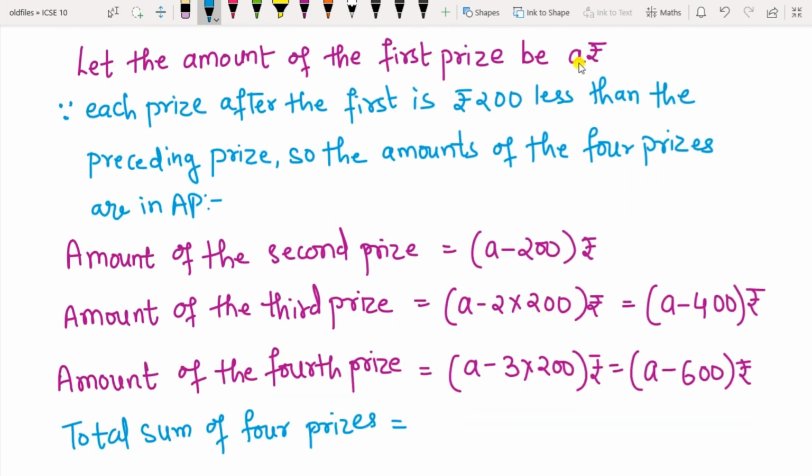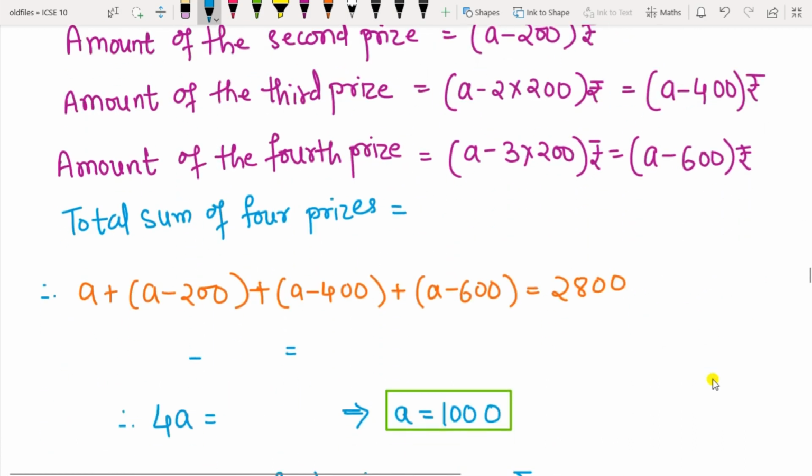The first is A. The next one will be A minus 200. Then the third one will be 200 less than the second, so A minus 2 into 200. And the fourth will be 200 less than the third one, so it will be A minus 3 into 200. So A, A minus 200, A minus 400 and A minus 600 are the terms of the AP.